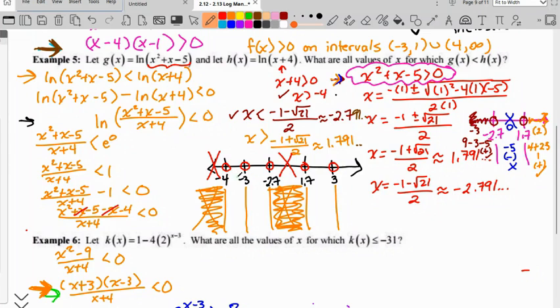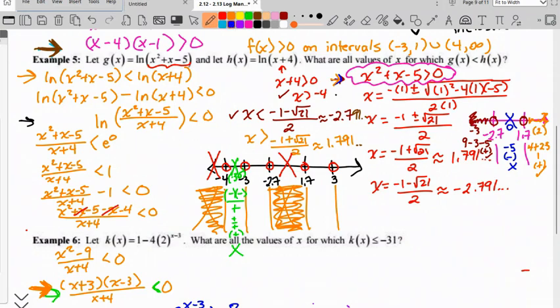So a number between negative 3 and negative 4, maybe negative 3.5. Okay, so negative 3.5 plus 3 is a negative, times negative 3.5 minus 3 is also negative, over negative 3.5 plus 4 is a positive. So negative times negative is positive, so that's a positive over a positive, which is positive. Okay, is a positive number less than 0? We're checking for this number here, less than 0. No, it is not. So we're not going to include that section either.